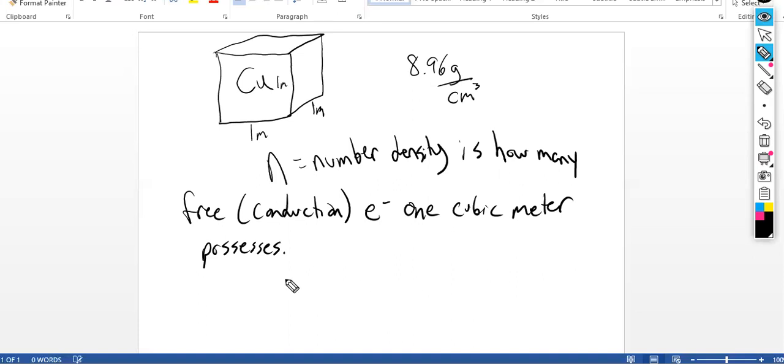So for copper, the number density is 8.45 by 10 to the 28 electrons per cubic meter. The units are just a number of things, so that's why it's a number density: the number of electrons in every cubic meter of copper. That's a lot of electrons. These are just the free ones, the ones that can actually go and readily conduct.